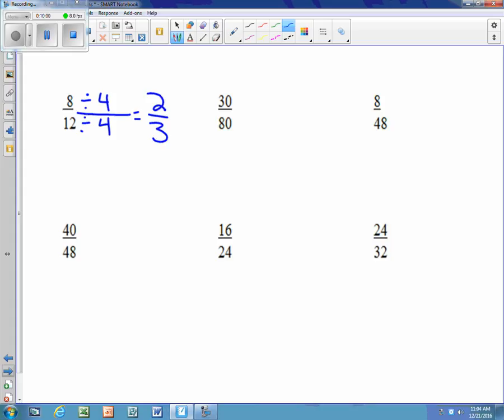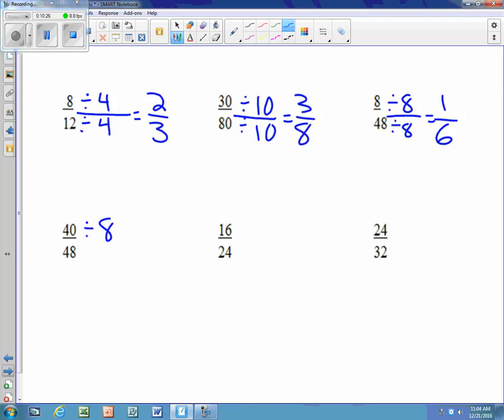30/80ths. Whenever I see numbers this large, I tend to divide them by 10. And then 8/48, I notice with this one that 8 can go into 48, so I divide it by 8. So now I'm at 40/48, and I don't see 40 going into 48. But when I look at these two, I see that 8 can go into both of them. From knowing my facts, I can see the numbers easily.